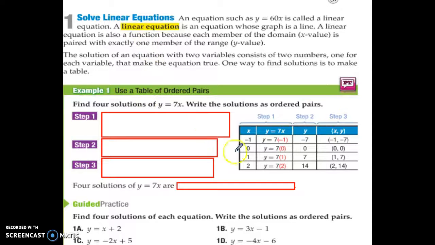Typically, you choose 0 for one of your numbers. As you see over here, they pick 0. You pick one negative number, one positive number, and then the 4th one can be anything you want. Usually you pick them close together, but it doesn't have to be. So, here's how it works.